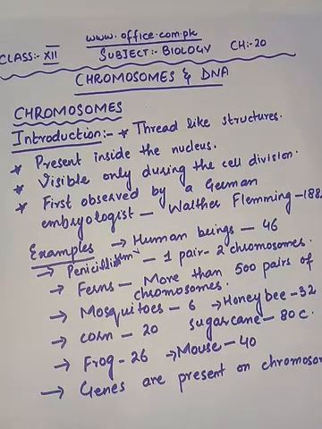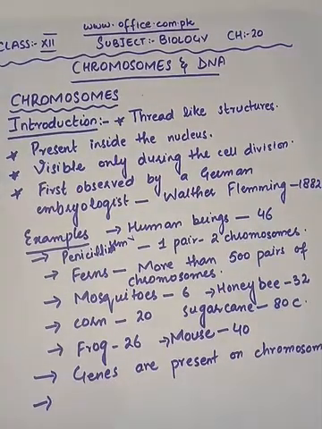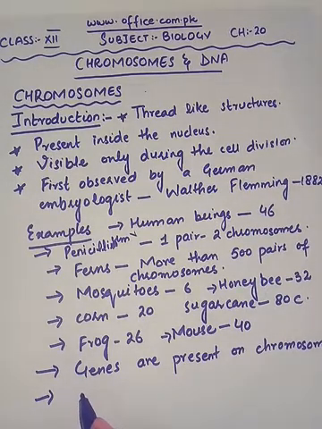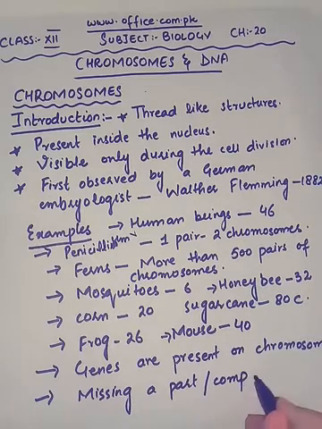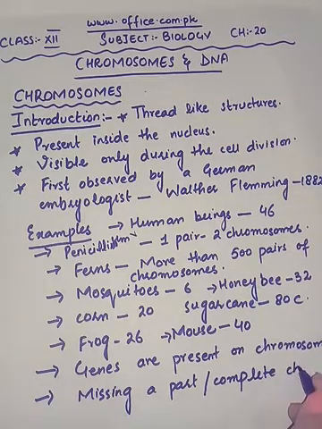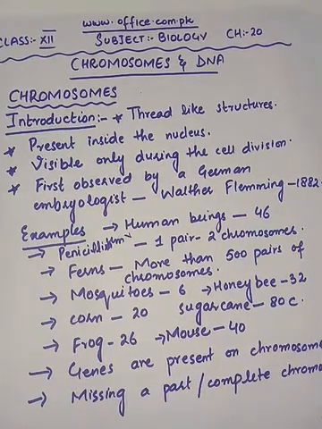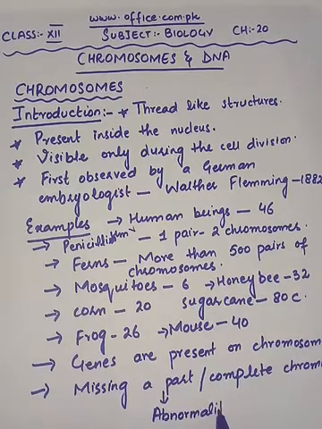So what happens if any chromosome or any part of a chromosome, a part or a complete chromosome, is missing? It will ultimately lead to abnormalities or death of that individual.